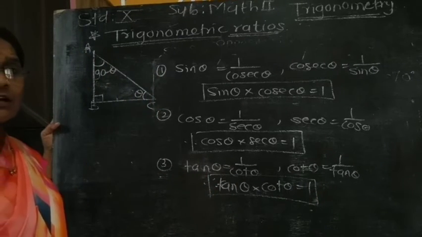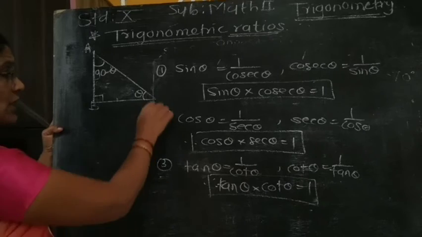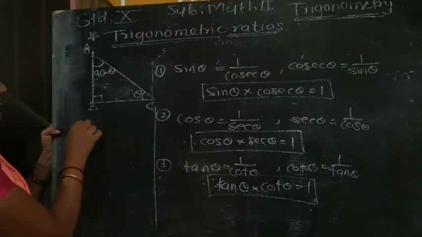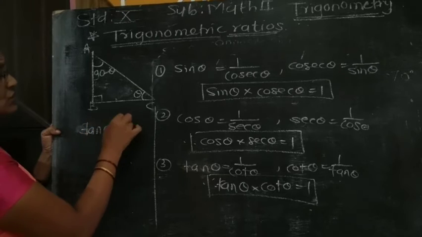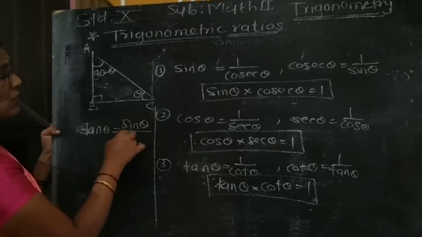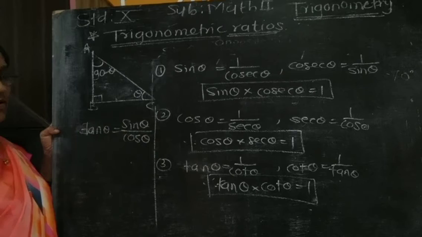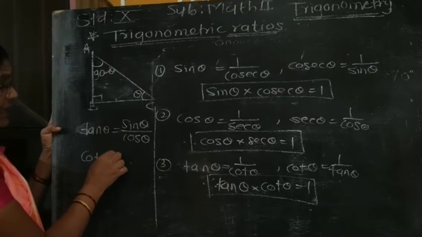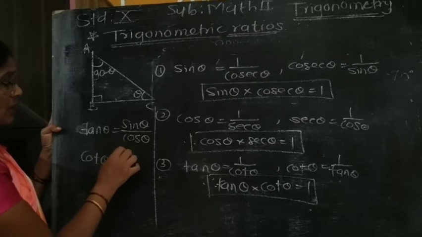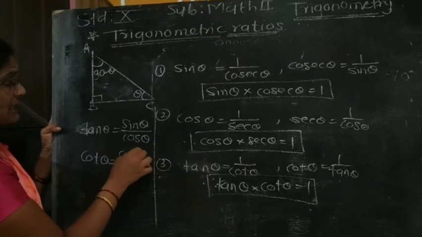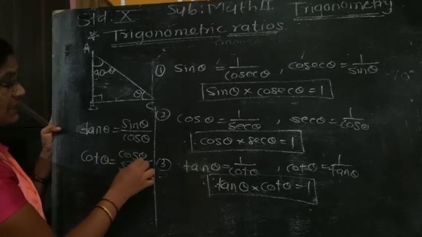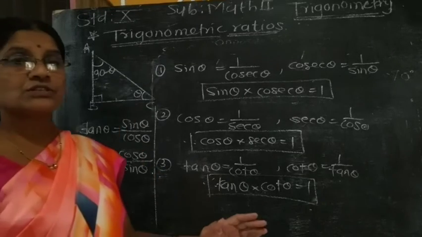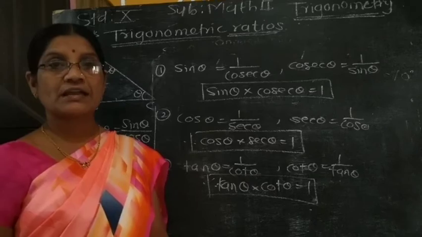And when we learn the definitions, again we have some relations, that is tan theta is equal to sin theta upon cos theta according to definitions. Also cot theta is equal to cos theta upon sin theta. Means we can express all ratios in terms of sin and cos.